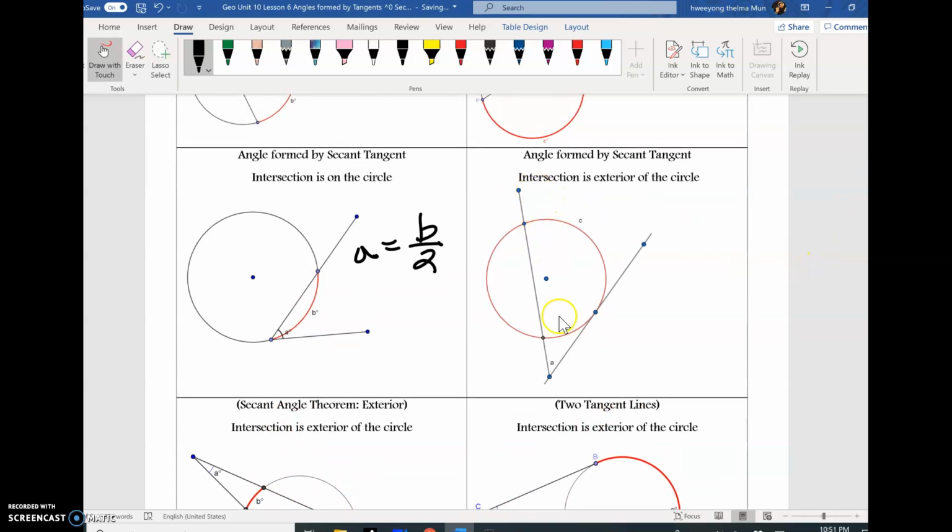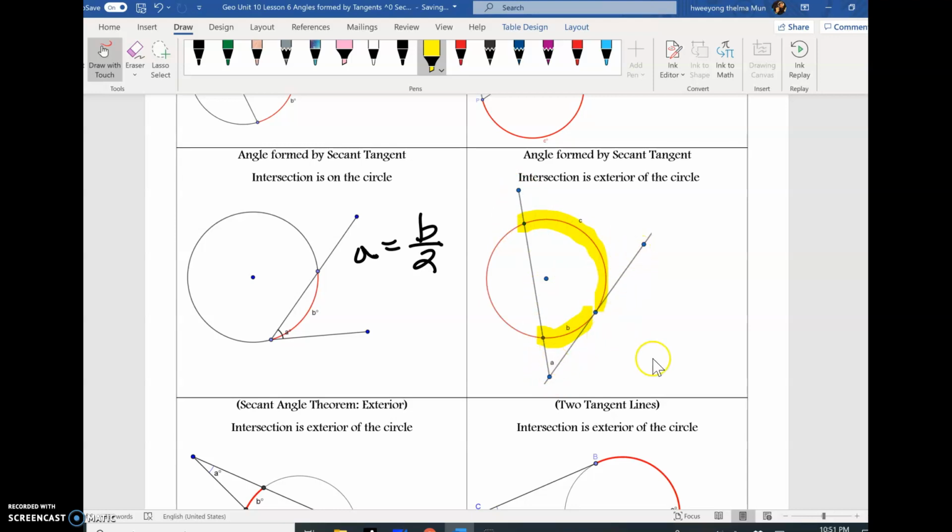So this one is a tangent and a secant. And the angle over here that is formed outside is A. And these 2 are the intercepted arcs. So you have to recognize the intercepted arc. Notice there's another arc here that's part of the whole circle, but this part we don't really need. We only need these 2 intercepted arcs that are formed by the secant and the tangent.